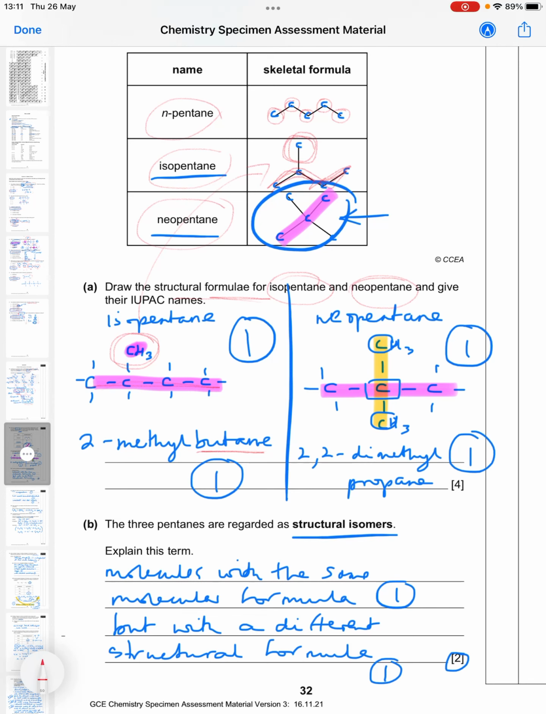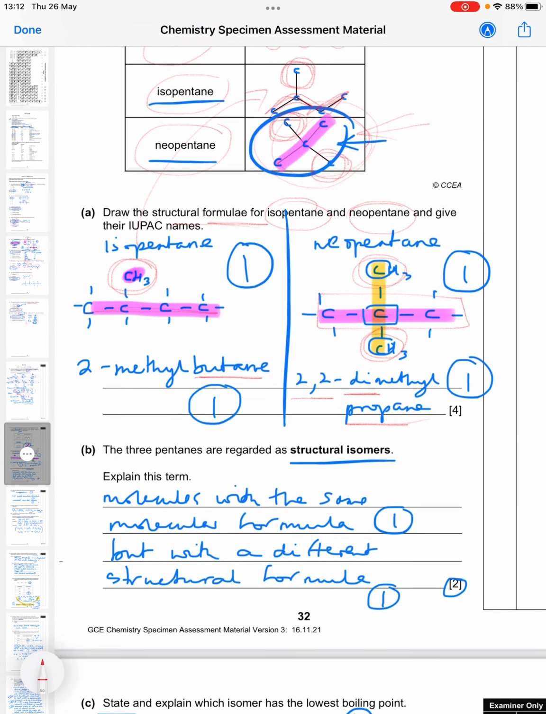And then the second one, neopentane, no matter what way you look at this molecule here, 3 carbons is the longest chain. The middle carbon has 2 methyl groups attached to it, so I've just drawn that here. We've got a 3 carbon chain in the middle with your 2 methyl groups, and you'll see it doesn't matter which end you count from, the longest chain is still always 3. So the 2 methyls are on the second carbon, so that's 2,2-dimethyl because there are 2 of them, and then propane because 3 is the longest chain. 1 mark for each structure and 1 mark for each name.